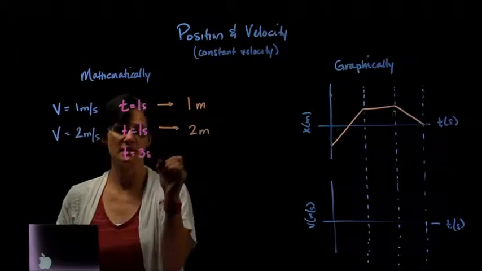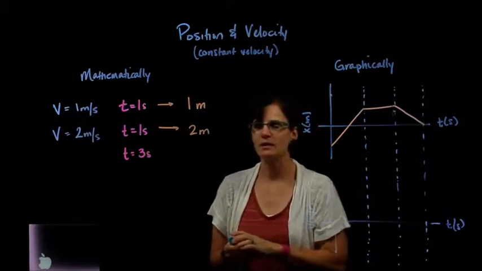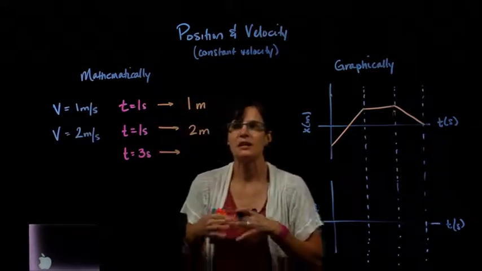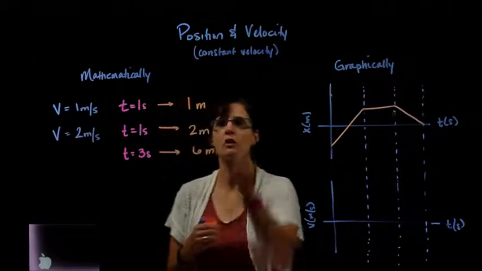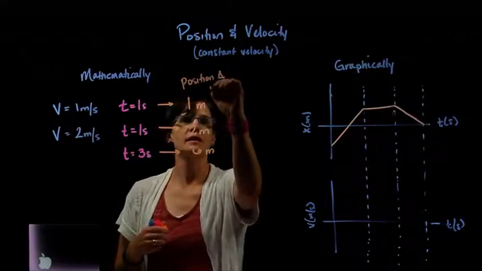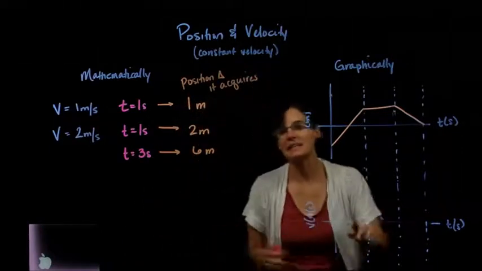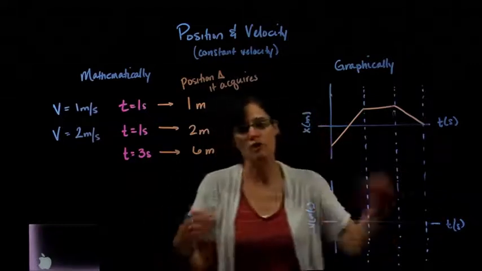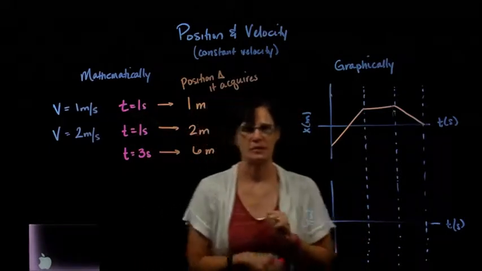What if that same object, instead of going for just 1 second, travels for 3 seconds? So now it's moving at 2 meters per second, but it's doing that for 3 seconds at a steady rate. It's probably not too challenging to deduce that over that course of time, it'll get a position change of 6 meters. So it will gain 6 meters if it's going at 2 meters per second for 3 seconds. It'll move 2 meters if it's going at 2 meters per second for 1 second, or 1 meter if it's going at 1 meter per second for 1 second.